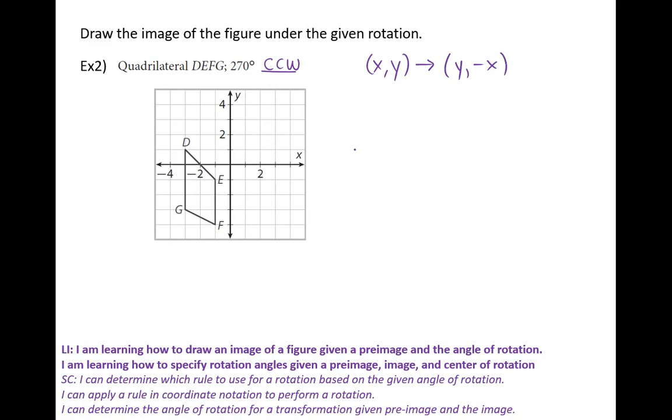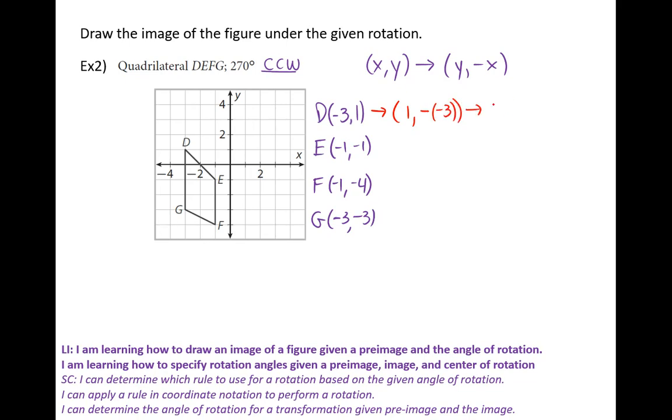Again, I'm going to need my ordered pairs. I'm going to start with D, which is at negative 3, 1. I have E at negative 1, negative 1. I have F at negative 1, negative 4. And G at negative 3, negative 3. All right, so I'm going to apply the rule. The rule tells me to do y, negative x. So I'm going to do my y value, the negative, and my x value. When I simplify that, I get D prime at 1, positive 3. Remember, negative, negative 3 really just means a positive 3.